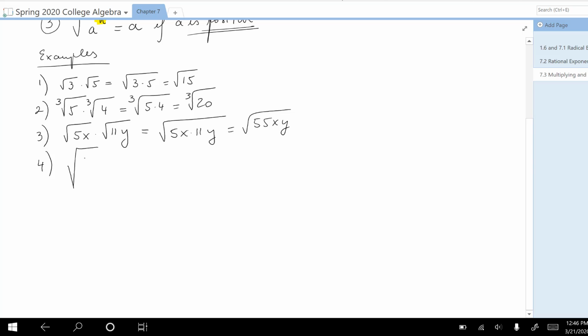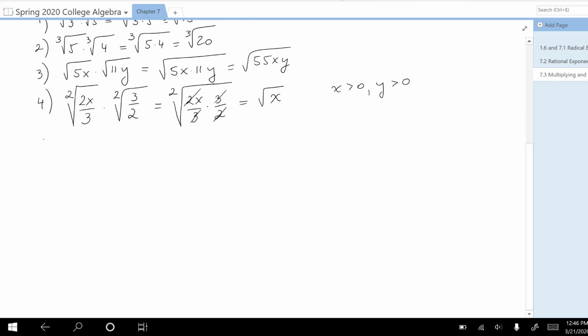Another one, square root of 2x over 3, and as you see it's deep enough to cover the 3 as well, so the radicand is 2x over 3, times square root of 3 over 2. So this is a square root, right, even though we don't write them. Then we can write one square root and multiply the two fractions together. We learned how to multiply, so it's a cross, or you can just divide and you get square root of x, which we leave like that. And we assumed x and y are positive from the beginning, so we have no problem having just x under the root.